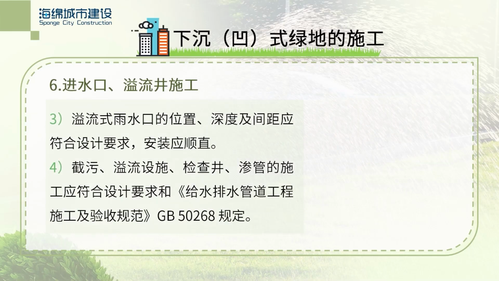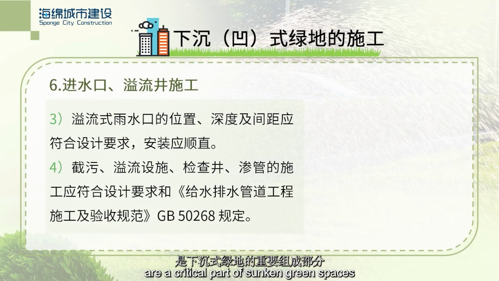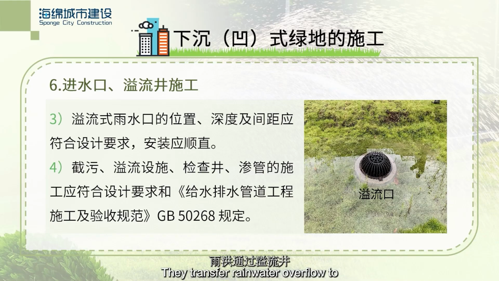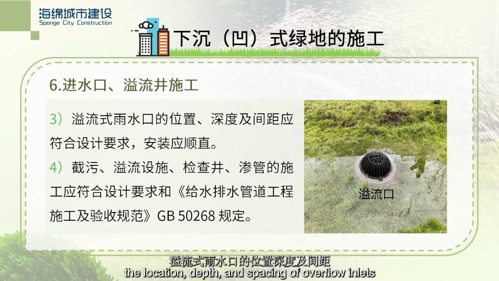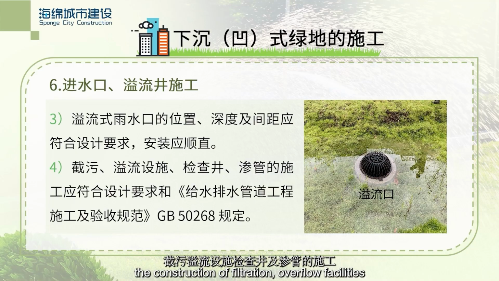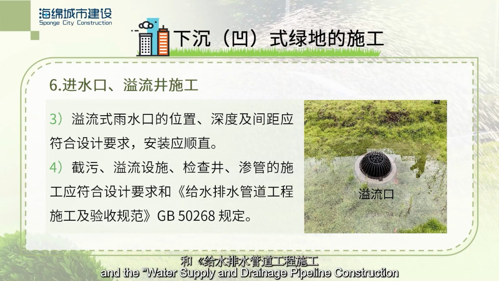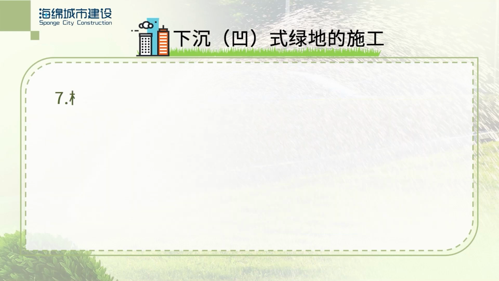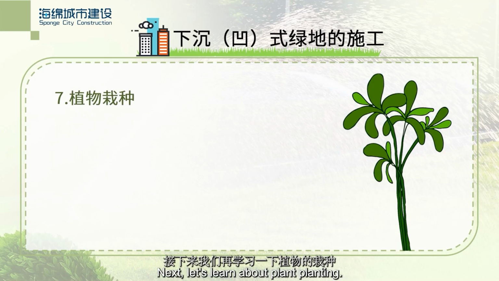Overflow wells are a critical part of sunken green spaces. They transfer rainwater overflow to the municipal drainage system to ensure normal operation. Thus, the location, depth, and spacing of overflow inlets should meet design requirements. Installation should be straightforward. Additionally, the construction of filtration overflow facilities should comply with design requirements, and the water supply and drainage pipeline construction and acceptance code. Next, let's learn about plant planting.